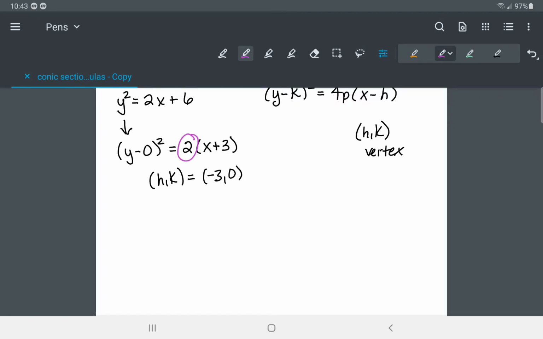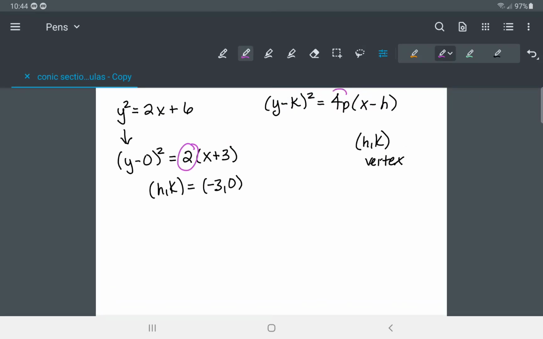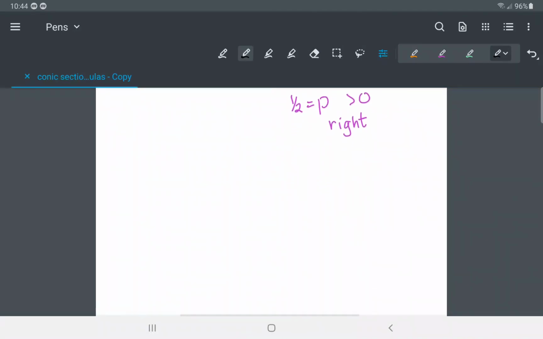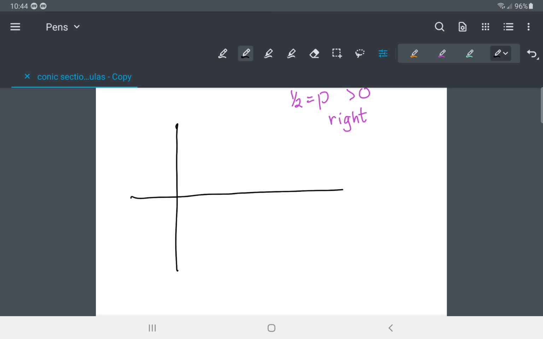From here, we can look and form the 4p factor. So we know that 2 must be equal to 4p, so 1/2 is equal to p. P is greater than 0, so we know that this parabola will be opening right. And from there, we can do a quick sketch of the parabola that we're working with. So for example, here's our vertex at negative 3, 0, and we know that it opens right. Now there's a lot more information that we could use, but as a quick sketch, this will work for us.